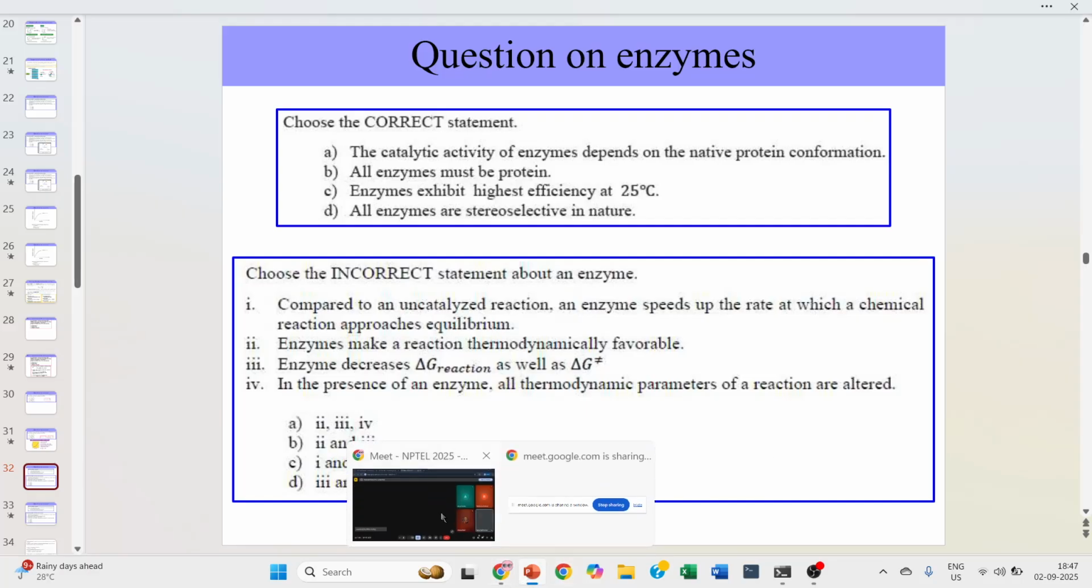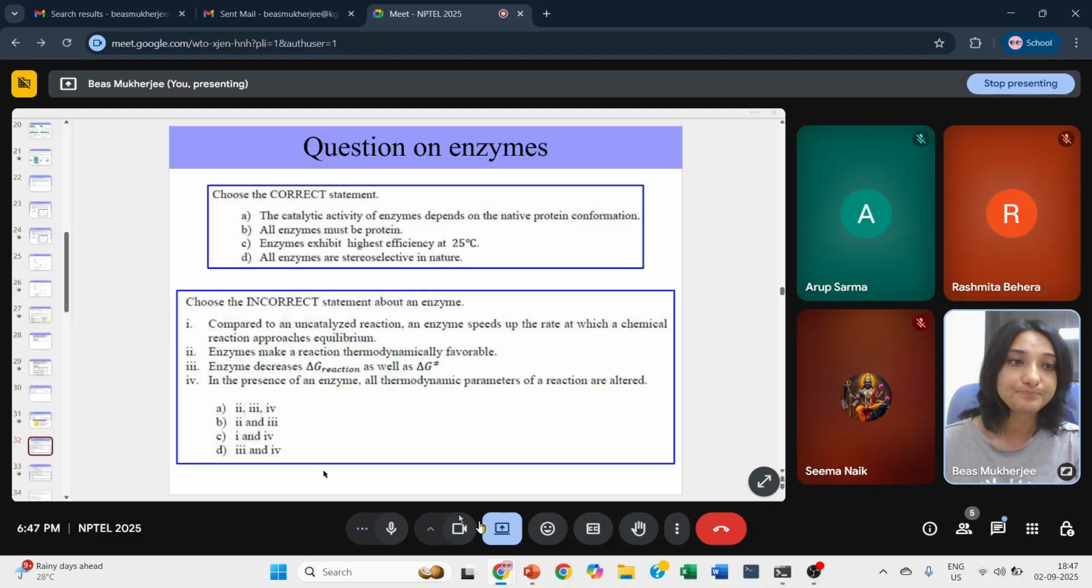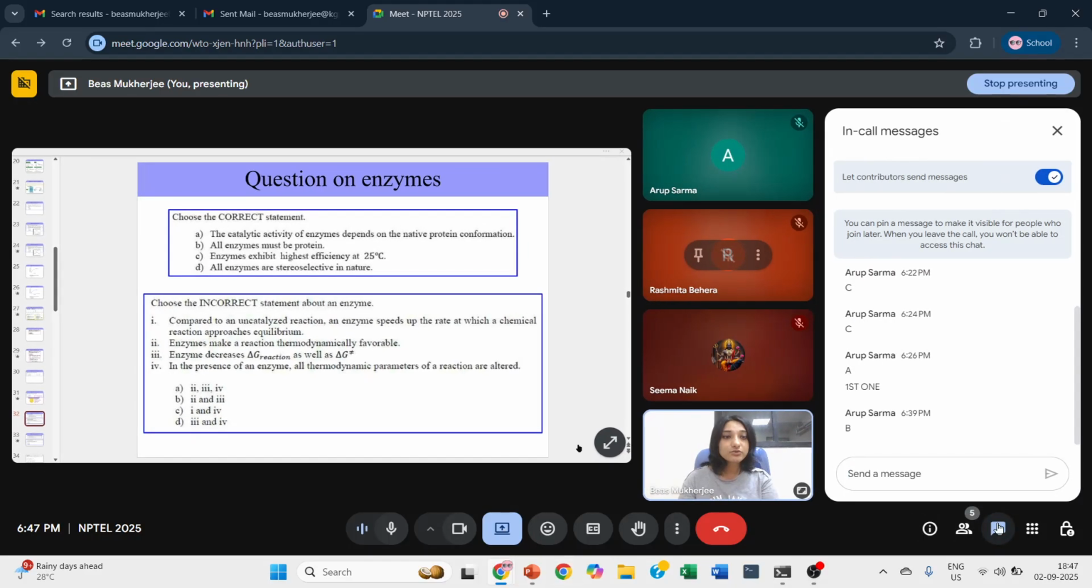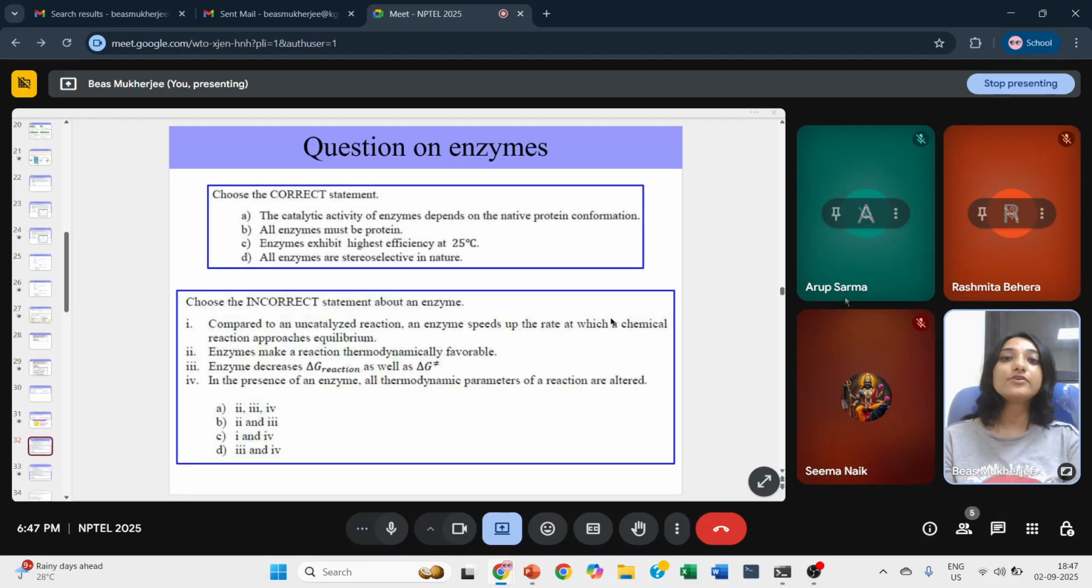Okay, now we go to the next questions. There are two questions here. The first question says the catalytic activity of the enzyme. You have to choose the correct statement from here. The catalytic activity of the enzyme depends on the native protein composition. All enzymes must be proteins. Enzymes exhibit highest efficiency at 25 degrees centigrade, and all enzymes are stereoselective in nature. Now, very clearly we know that not all of these sentences are true. So you have to tell me which one is a correct statement.